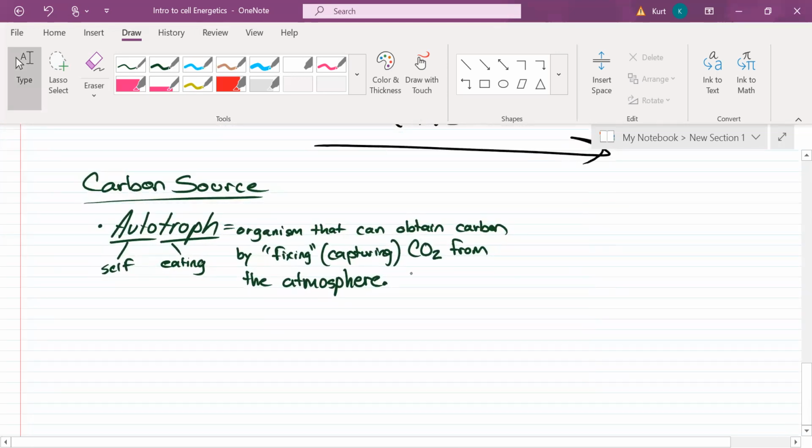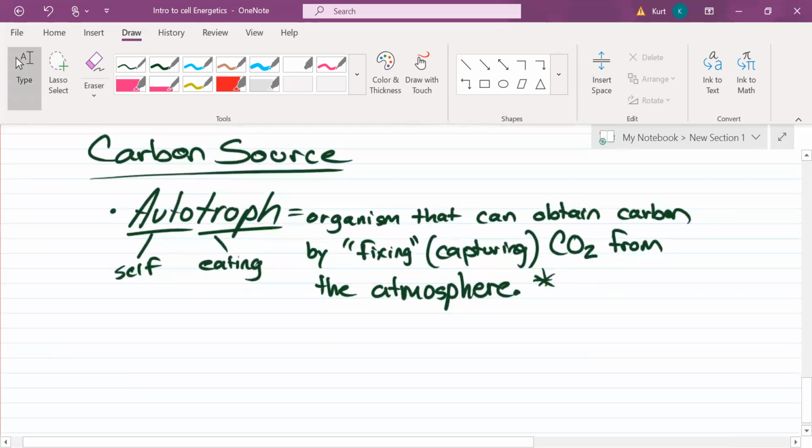But I'm going to put a little asterisk next to this because that definition has been revised over the last 30 years. So a plant is an autotroph. A tree, a bush, a shrub, grass, even some algae, actually all algae.